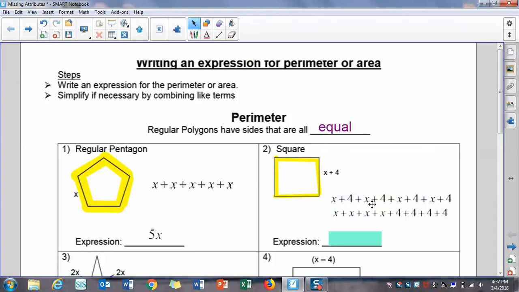x plus 4, x plus 4, x plus 4. I'm just going to go ahead and rewrite it so all the x's are up front together and all the 4's at the end. So I should have a total of 4 x's and then 4 4's being added. So when we combine those like terms, I would have 4x plus 16. And again, all we did was write the expression x plus 4 four times and then combined our like terms.